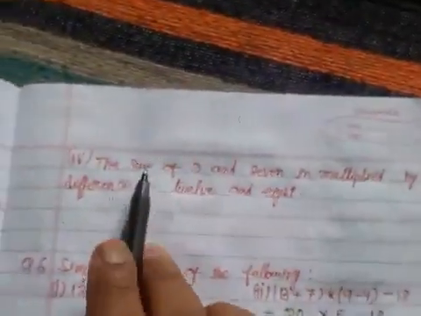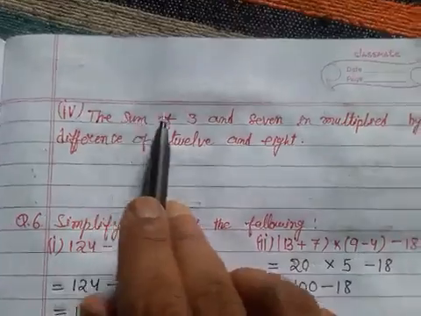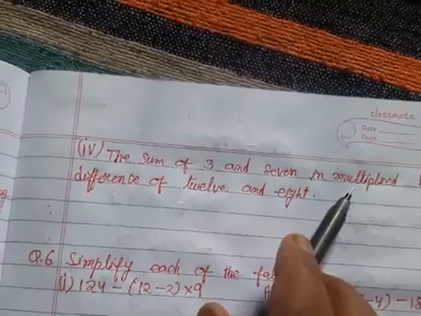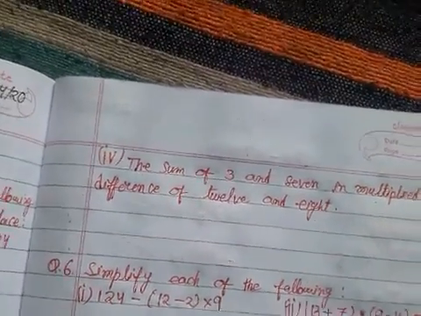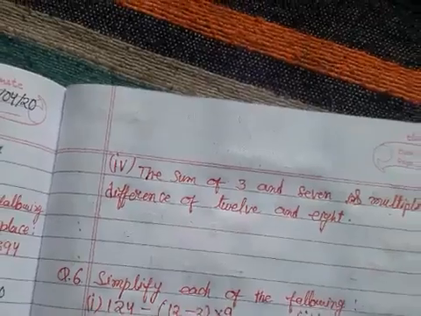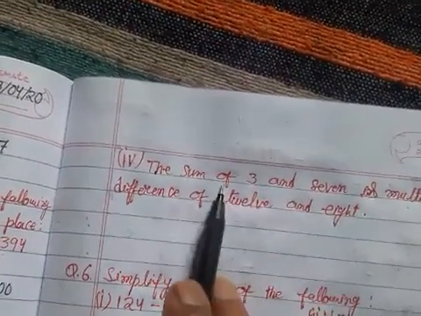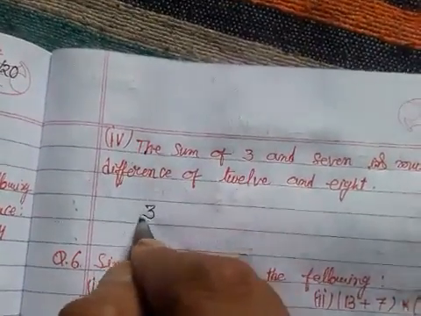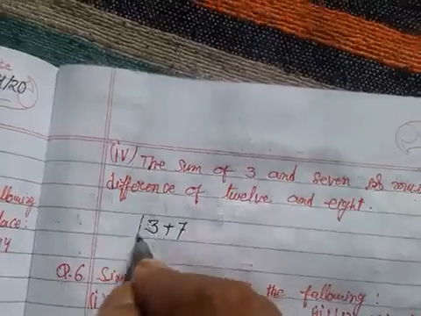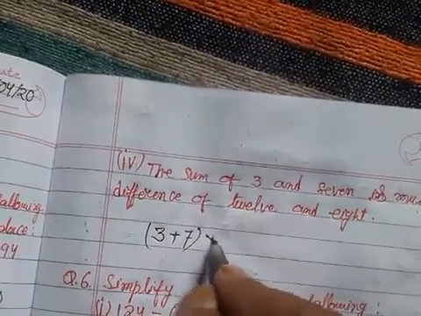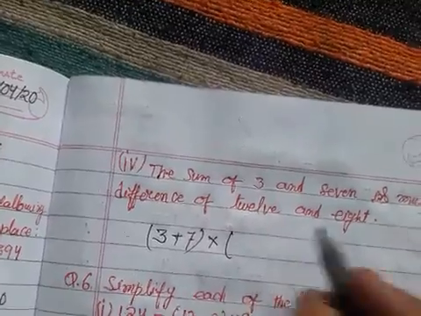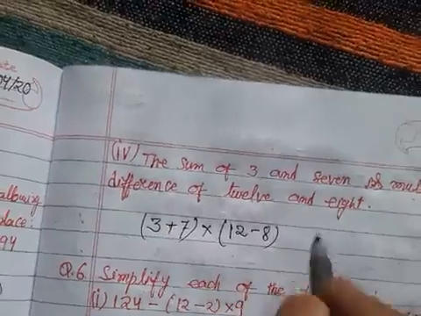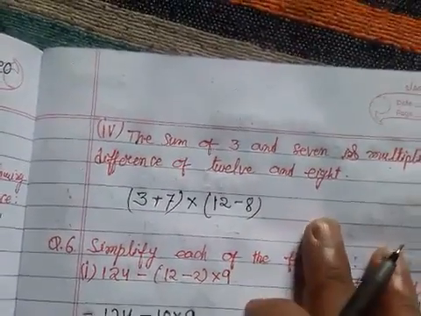Now the fourth one: the sum of 3 and 7 is multiplied by the difference of 12 and 8. The sum of 3 and 7 means 3 plus 7, multiplied by the difference of 12 and 8. What is the difference of 12 and 8? Simply write 12 minus 8. Now the question is finished.